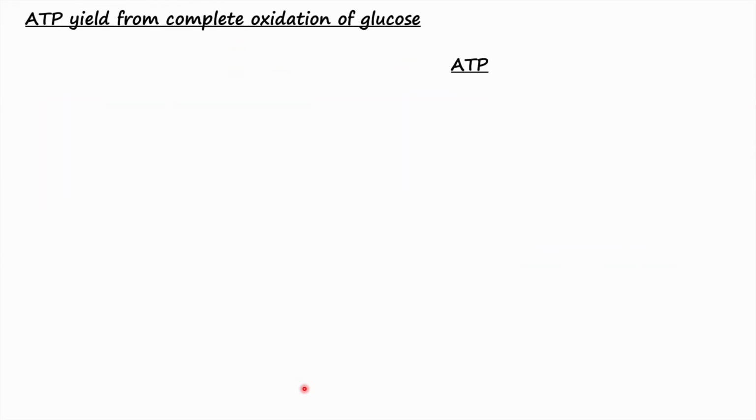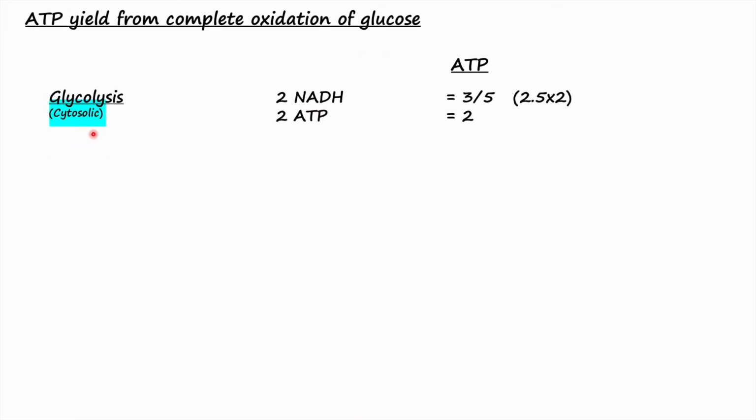Now let's also tally how many ATP are synthesized from one complete oxidation of a glucose molecule. First is glycolysis, and if you remember, glycolysis takes place in the cytosol, which gives you 2 NADH. And we just learned that 1 NADH gives 2.5 ATP. So 2.5 multiplied by 2 gives you 5 ATP. However, I have written 3/5 because remember that this NADH is generated in the cytosol and the electron transport chain takes place in the mitochondrial matrix. That means this NADH must be transferred into the mitochondrial matrix for it to be oxidized.